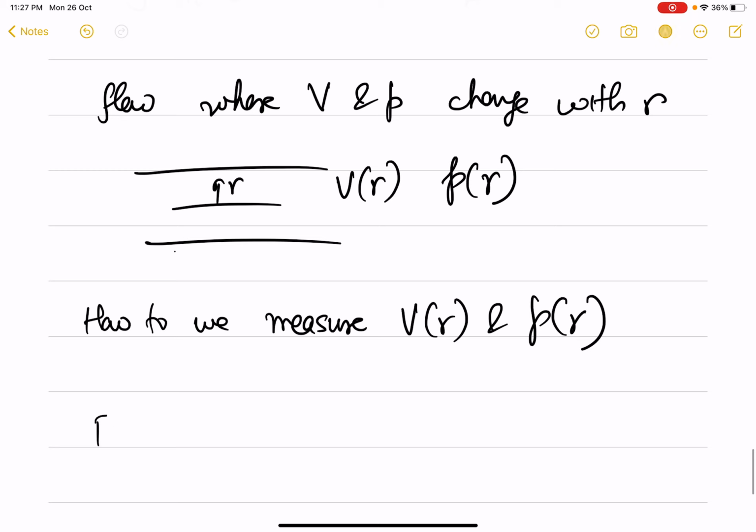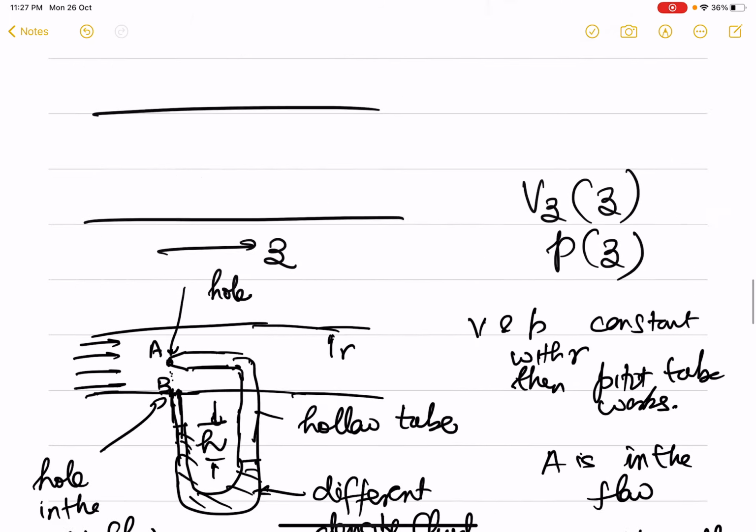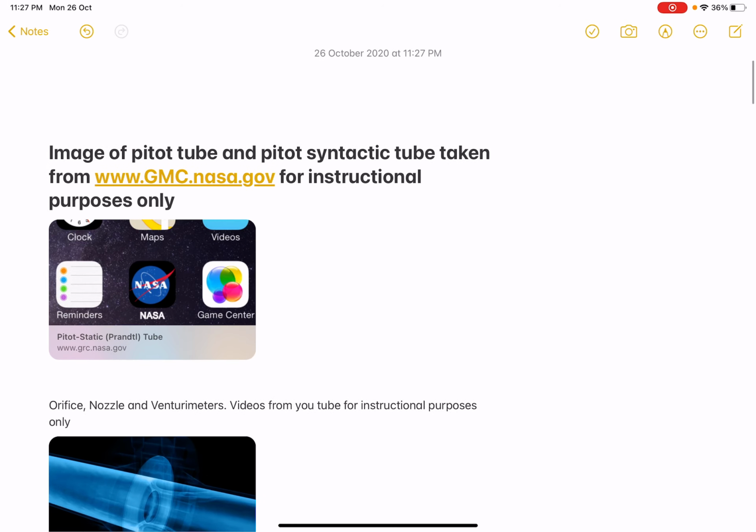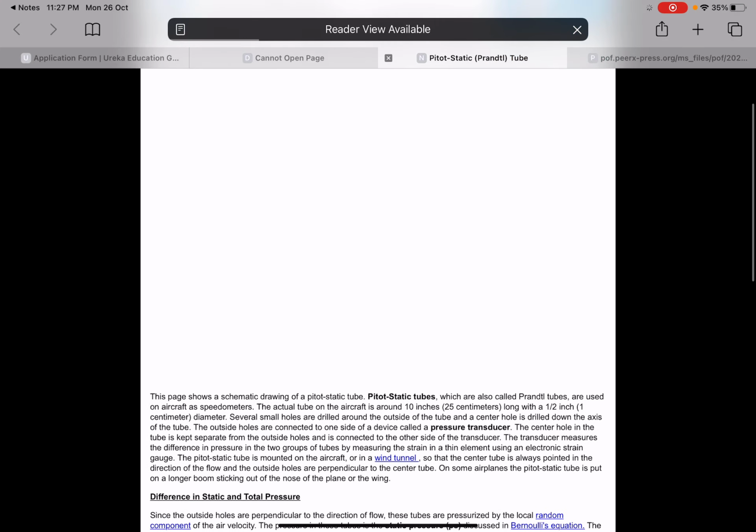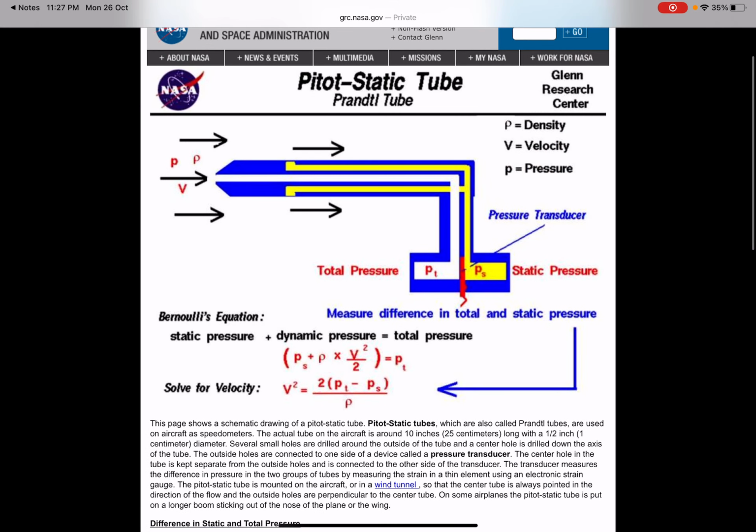So for this, we have another instrument called the pitot static tube. And before I draw the figure, I'd just like to refer you to this web page on the NASA website, where the pitot static tube and pitot tube principles are explained, and so at least we'll have a good figure of this. So this is a figure of a pitot static tube.